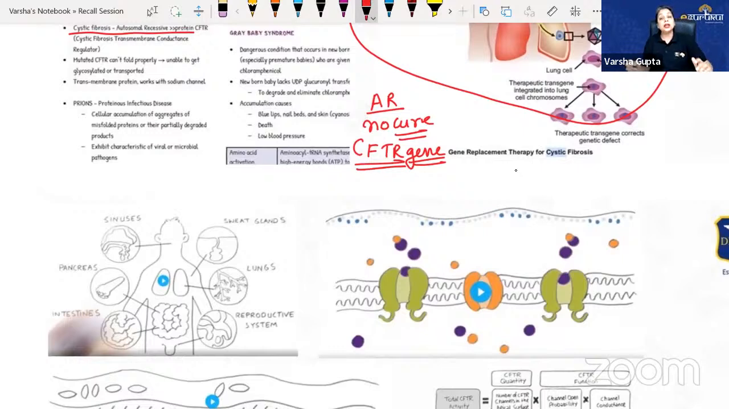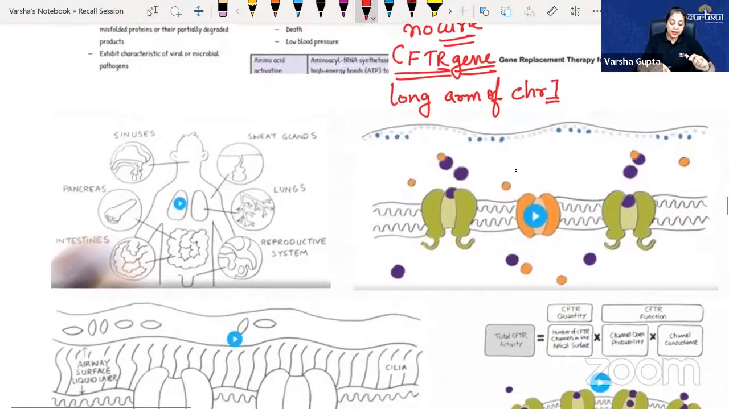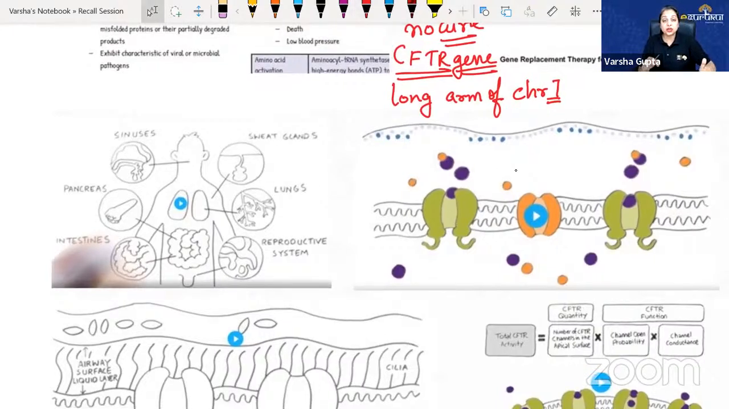the previous exams, right? On the long arm of chromosome number 7, on chromosome number 7, right? So this gene is there. Because of the mutation, it cannot form the CFTR channel properly, and that affects various organs, because CFTR is available at various places, like in the sinuses, right? If it is not working, then sinusitis, it can lead to pancreatitis kind of issues, because it is there in the pancreas, in the intestine, so digestive problems can be there.